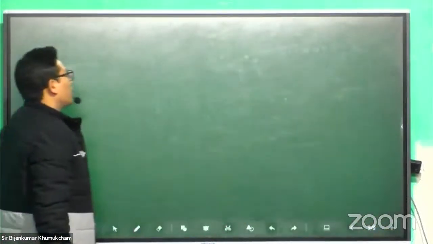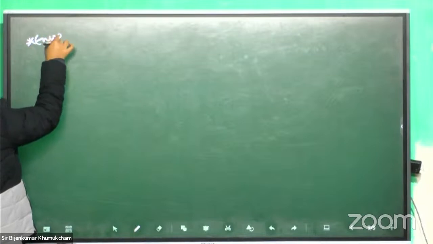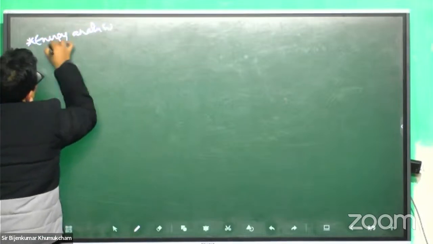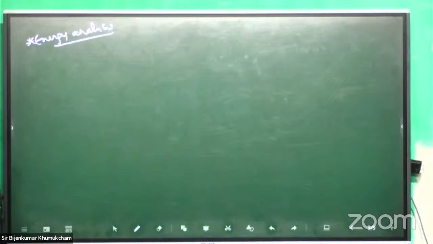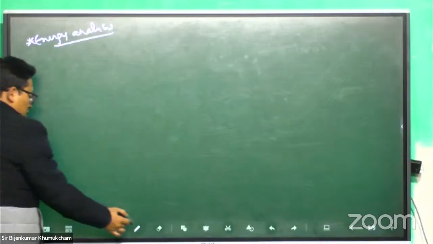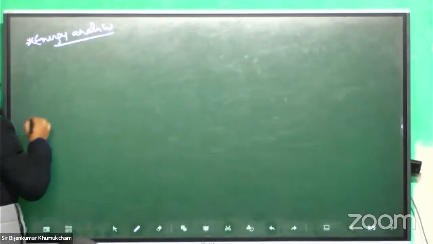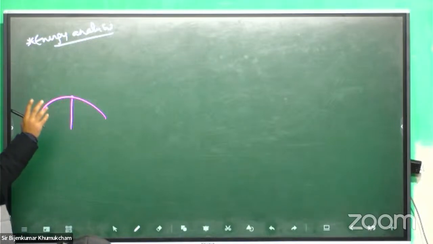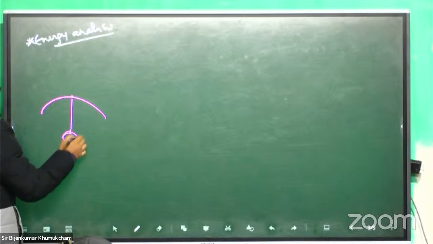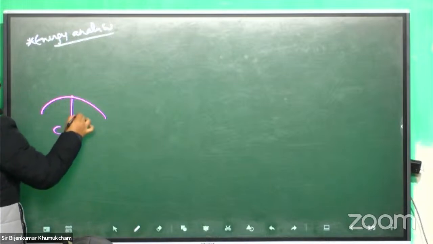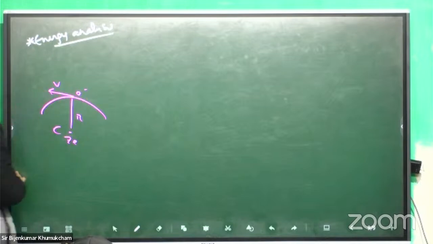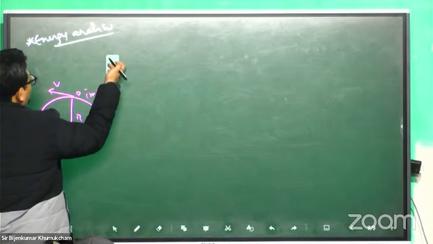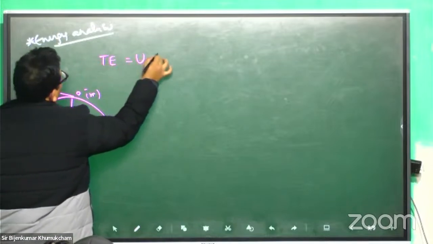Last, energy analysis. The most important topic, energy analysis. Now consider any orbit, r subscript n. This is the nucleus Ze at the center, radius r, velocity v, and an electron of mass m. Let's find the energy. Total energy is nothing but potential energy plus kinetic energy.